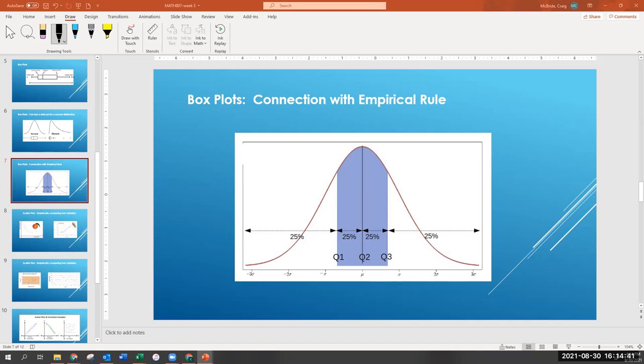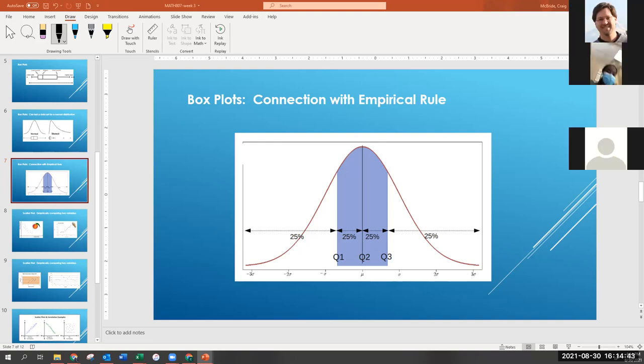Sure. Okay. So I'm going to turn my, okay, I don't know. Let's see. Okay, here it is. This is mine, the side-by-side box plot. Go ahead and share your screen because I can't see it in that tiny little window.